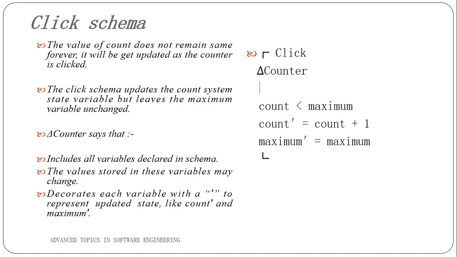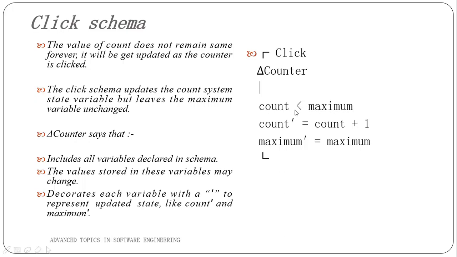So for that purpose, to make a distinction between my previous variable state and the next variable state, we make use of a dash, that is count'. Each variable with a dash represents the updated state. Like in this case, we have written here count' and maximum'. So before implementing this operation, count' equals count plus 1, first of all we have to check this condition, that is, count should be less than maximum.